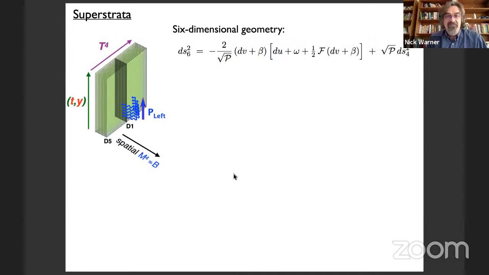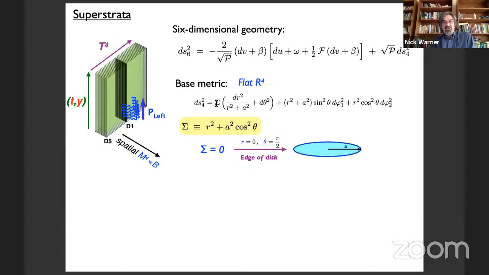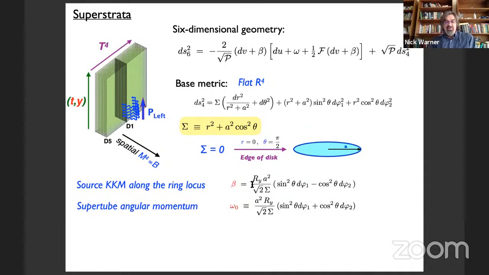So let me just remind you where we were. We were looking for the six-dimensional geometry. Well, in 2B, we're throwing away the T4. We're taking this base metric to be flat in these funny coordinates. We have this function sigma, which was ubiquitous, and it describes the edge of the disk where we're going to have some supertube sitting. We put the supertube along the locus at sigma equals 0. There's the source of this Kaluza-Klein monopole. And we put some angular momentum on it, tuned in exactly such a way that you satisfy these regularity relations, and the whole thing turns into global AdS3 times S3.